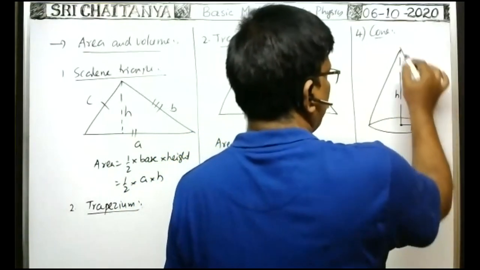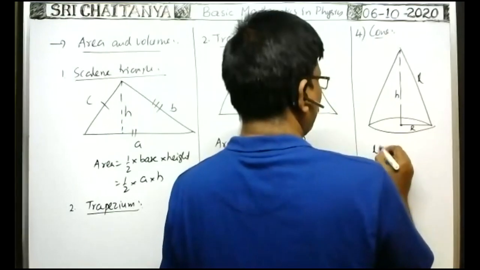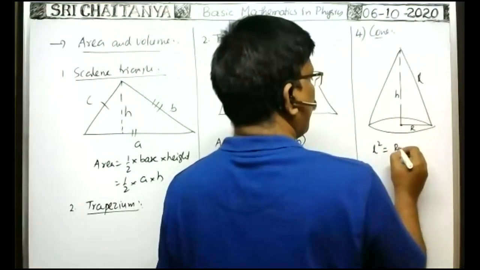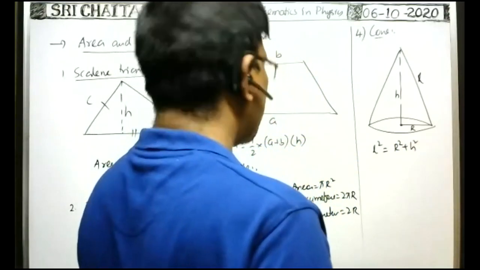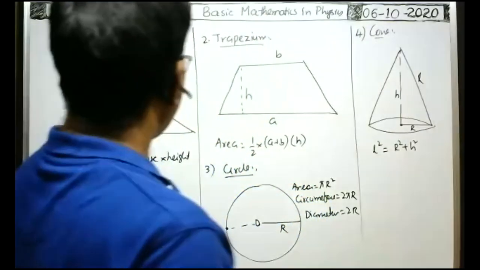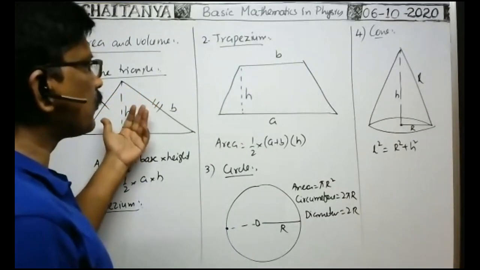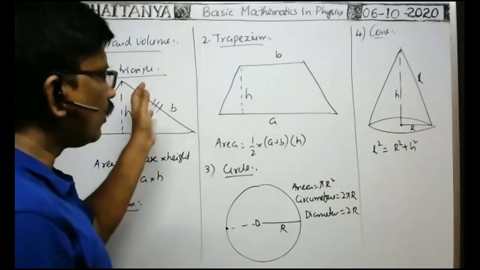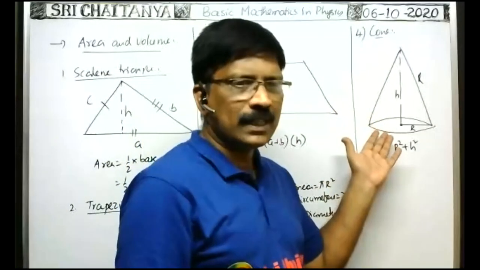So from this right angle triangle, according to the Pythagoras principle, we can write L square is equal to r square plus h square. This cone is having some volume because these all are thin plates. Thickness is negligible. That's why volumes are negligible, and that's why I did not write the volumes for these cases. But here in case of cone, volume is also there now.